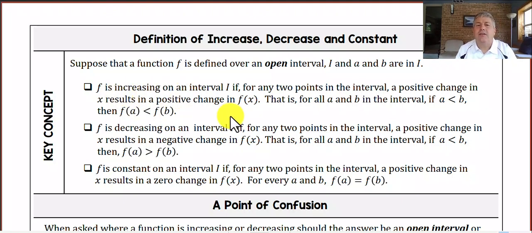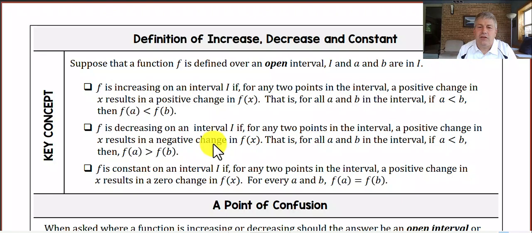Our function is increasing on an interval, some particular interval I, if for any two points in the interval a positive change in x, so that means when our x is increasing or moving from left to right on the Cartesian plane, results in a positive change in f of x or y. So that means our y's are increasing. So just looking at two different regions, for all a's and b's, if we input a or some value into our function and a is less than b, meaning we're going to increase from a to b, then our output y's will also increase. So then our function is increasing.